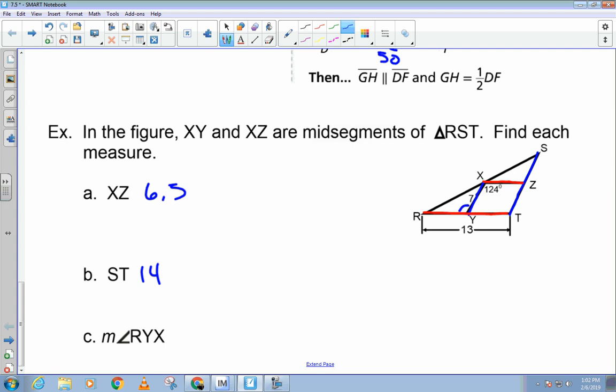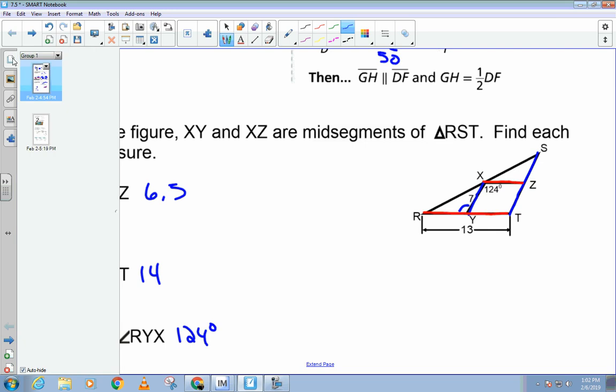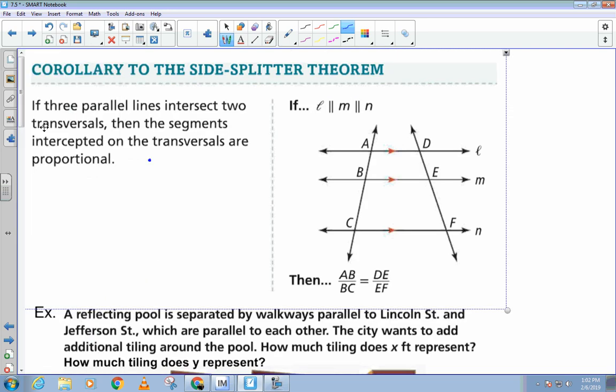What about angle RYX? 124. See how the red lines are parallel, and the blue line XY is a transversal? So those are what kind of angles? Not corresponding. Alternate interior angles. We knew they were congruent, we just didn't know what their name was. Good. So any questions on what I did there? Okay, we got one more thing.